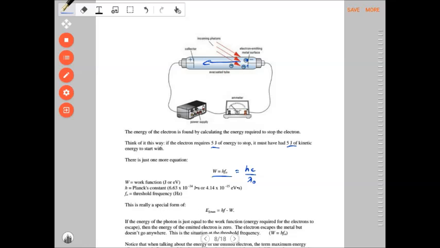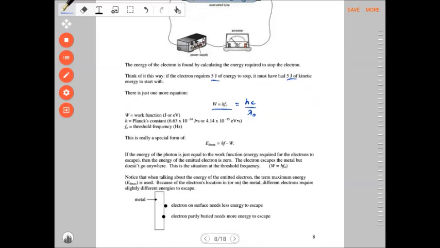This really is just a special form of EK max equals hf minus W. If the energy of the photon is just equal to the work function, the energy required for the electrons to escape, then the energy of the emitted electron is 0. The electron escapes the metal but doesn't go anywhere, it just kind of hovers there. This situation is at the threshold frequency. We've added just enough energy for the electron to escape, but not enough to go anywhere. So it just hovers.